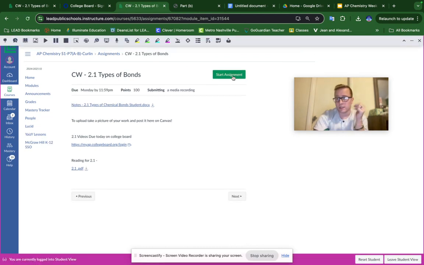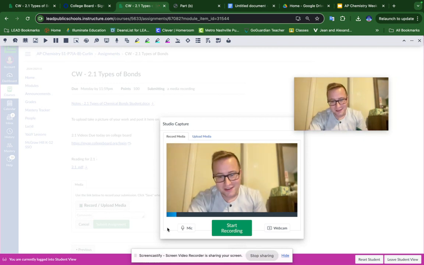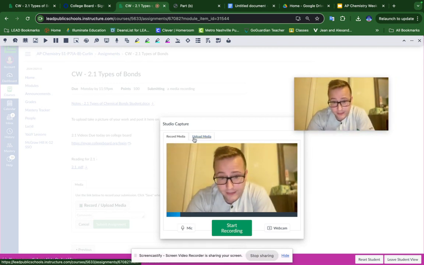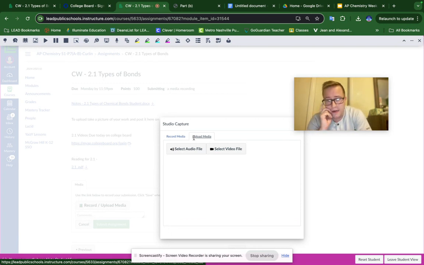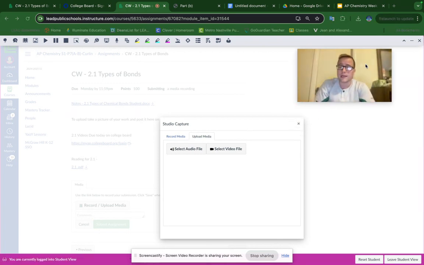So you see this. You're going to start assignment. When you're finished, just click record. Take a picture. Video your notes. Turn it back and forth. If you don't want to do it like that, just click upload media. If you want to just take a picture with your phone, you can do that here. Either one works for me. If you have a different way you would suggest and you want to turn it in, let me know.